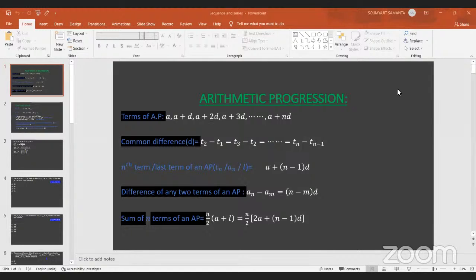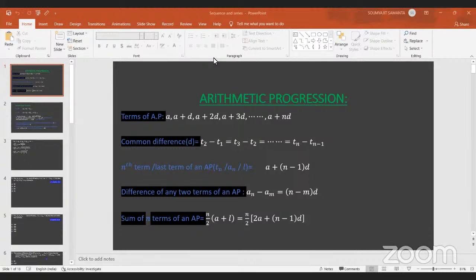So we'll go first for AP. What is AP? To form the sequence in AP, we'll first look at the terms, each term. If their difference is the same, then only we can say that it is in AP.